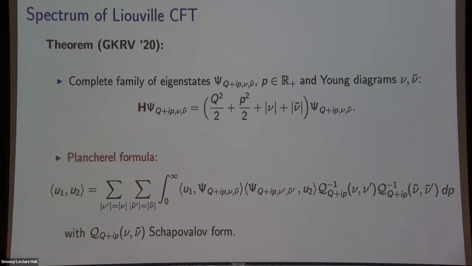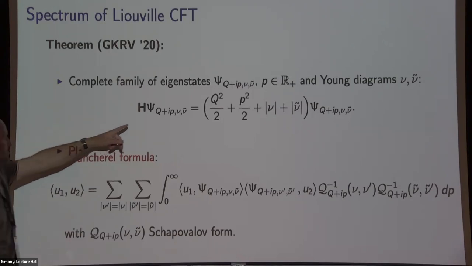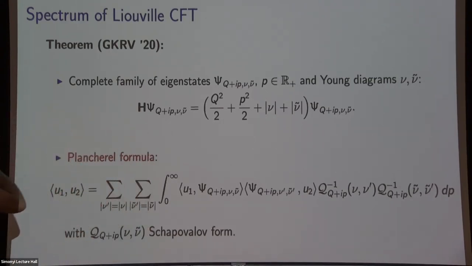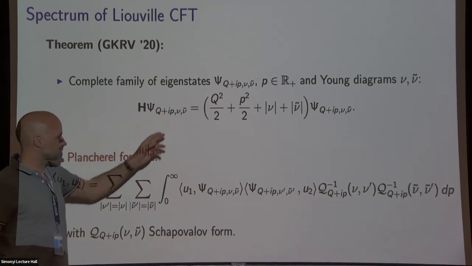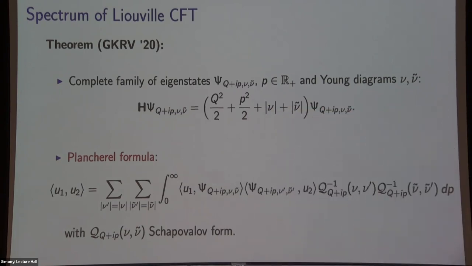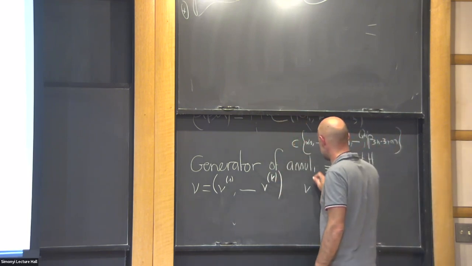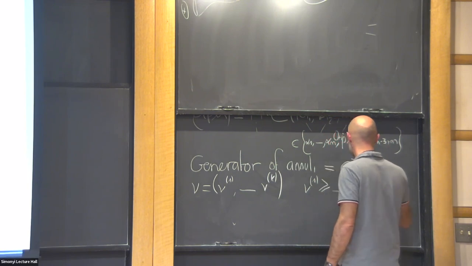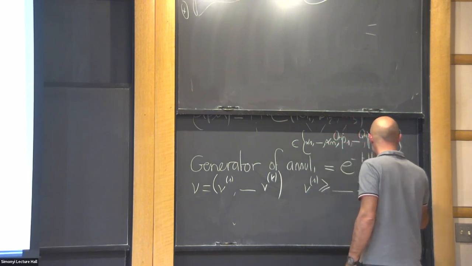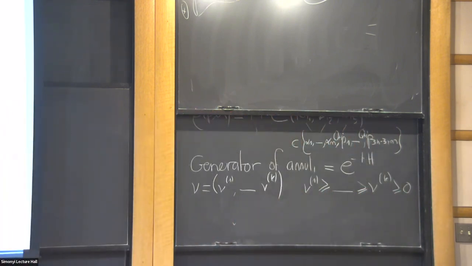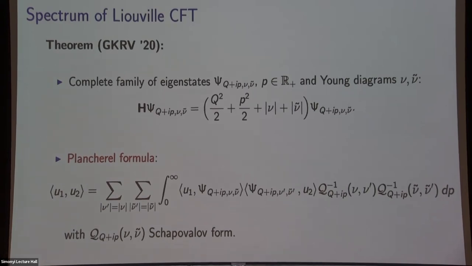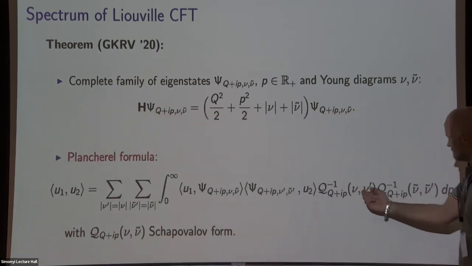This theorem is a very big part of our work. But what I want to say is that it's just analytic. We just have the existence of some family, and for this family we have a Plancherel identity. I just want to mention that Young diagrams are decreasing finite sequences of integers. Here they are indexed by two Young diagrams, and these Young diagrams will be related to the Virasoro algebra. Here we have some terms which are maybe unusual for the Plancherel identity.